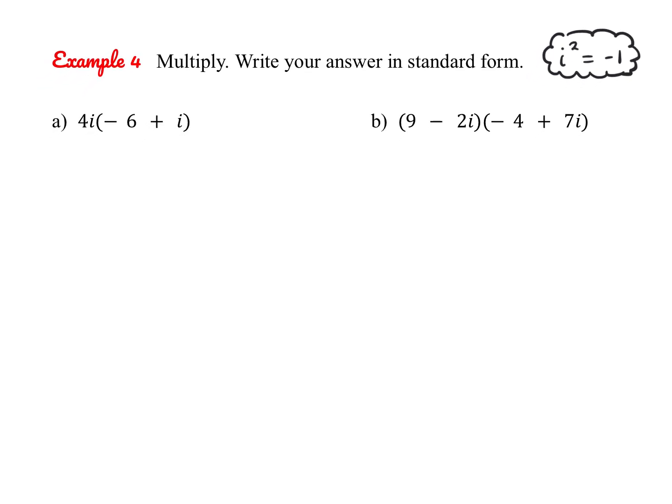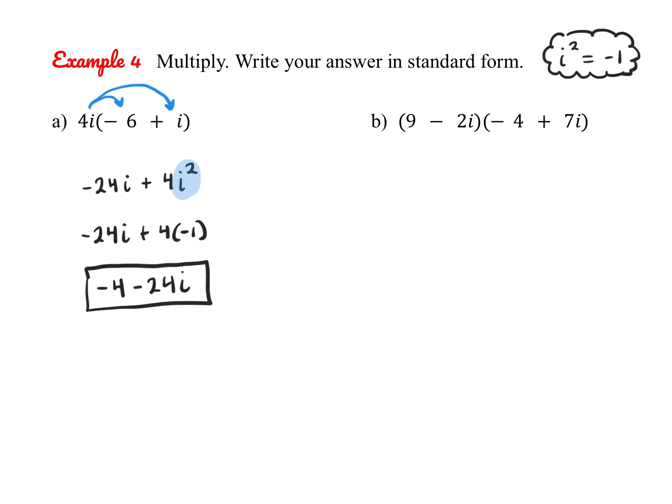All right, let's do our multiplication. Here I'm going to distribute 4i to negative 6 and to i. So 4i times negative 6 is negative 24i. And then we have plus 4i squared. And again, here we have this i squared term, which we do need to simplify. So 4 times negative 1. And so that leaves us with negative 4 minus 24i. So our final answer should never have i squared in it. And our final answer should be in standard form. So real part and then the imaginary part.